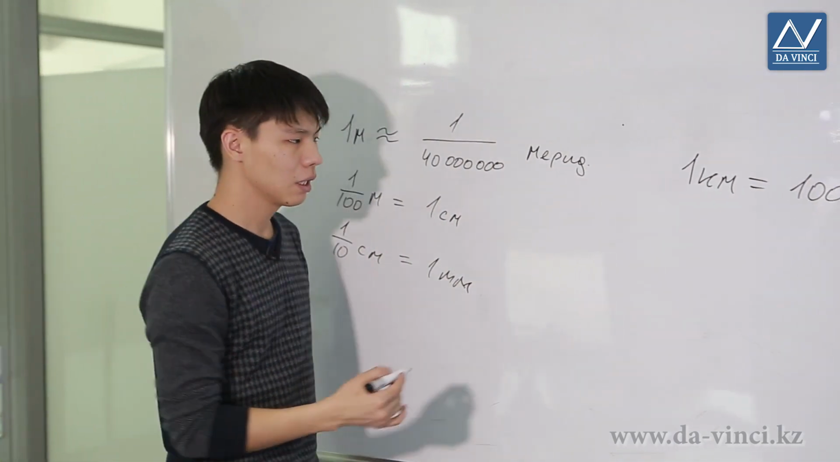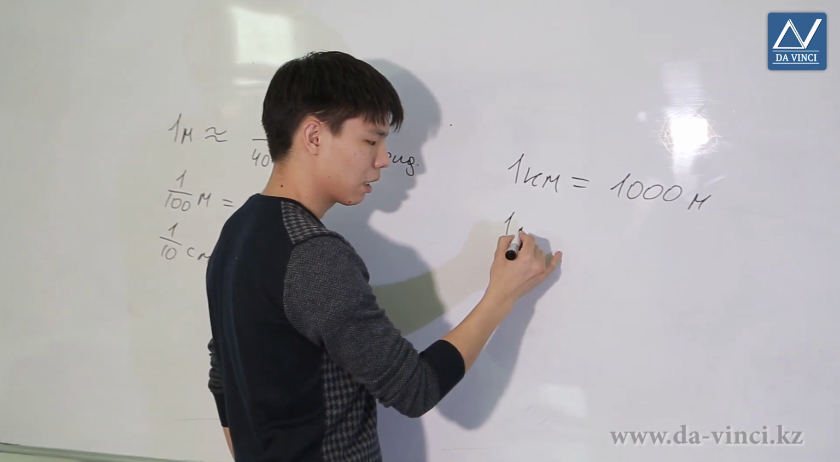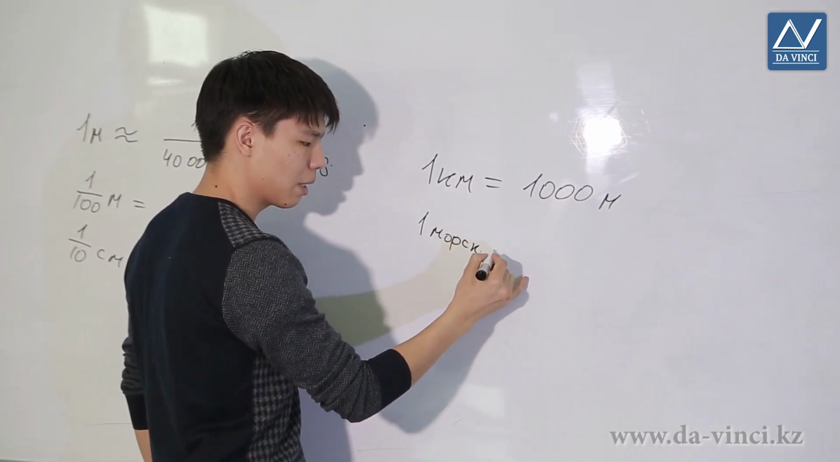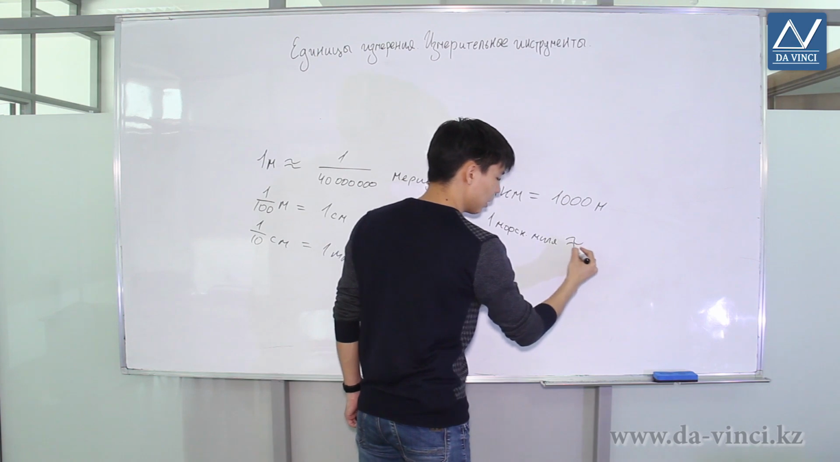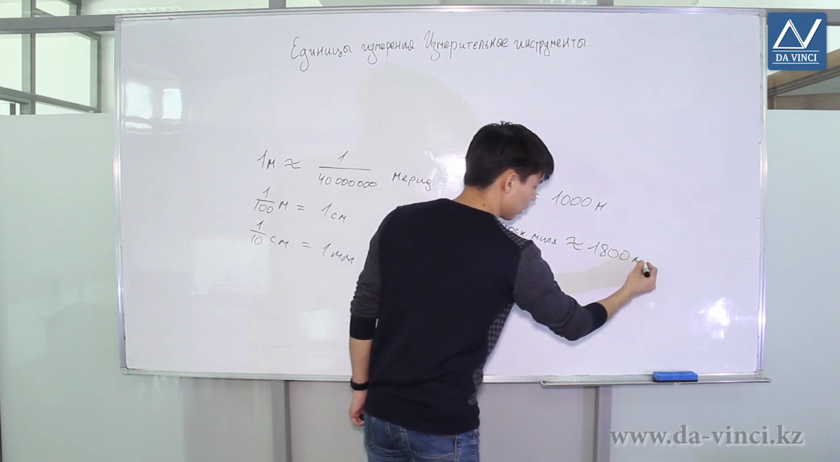However, there are also some other dimensions. For instance, the so-called nautical mile. 1 nautical mile is roughly equivalent to approximately 1,800 meters when measuring distances at sea.